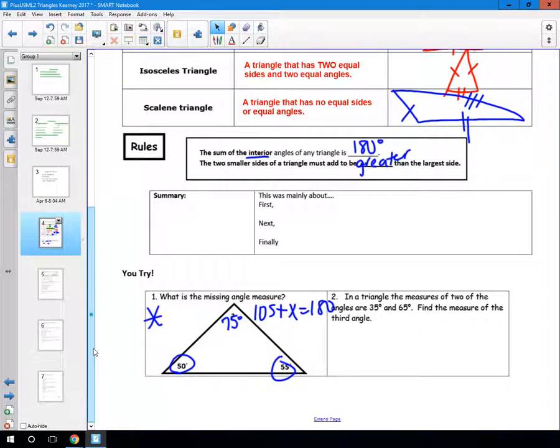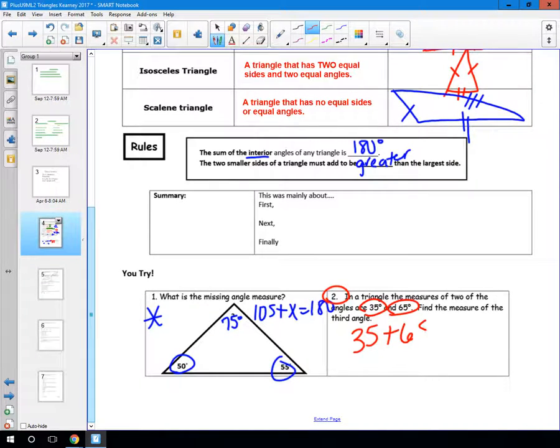Now let's look at the next one beside it. We'll do one more. Okay, so in a triangle, we have measurements 35 and 65. Find the measure of the third angle. So we've got 35 plus 65. Right now, if I add those up, I get 100. What do I need all 3 angles to add up to? 180. Very good. So what does that mean my third angle needs to be? 180 minus 100. My third angle needs to be 80 degrees.